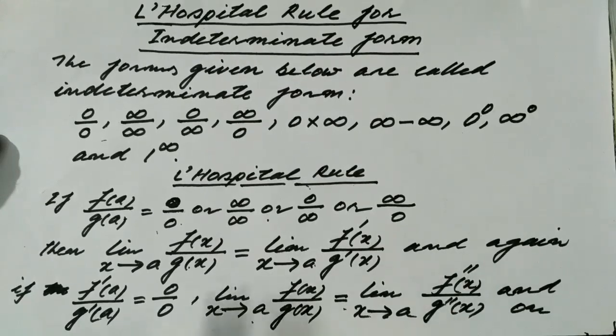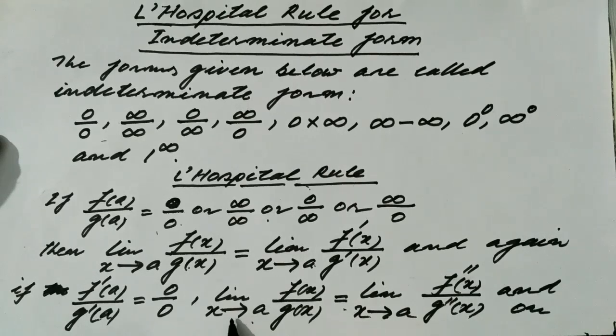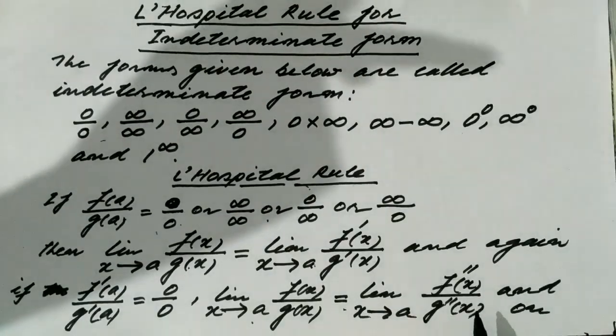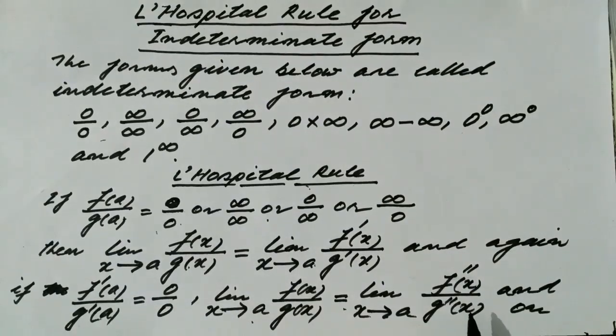And again, if f dash a upon g dash a is equal to 0 upon 0 or any other of these four indeterminate forms, the original limit, that is limit x tends to a f(x) upon g(x), is equal to limit x tends to a f double dash x upon g double dash x, and so on. We go on repeating the same process until we have a finite or infinite value of the limit, but not indeterminate forms.